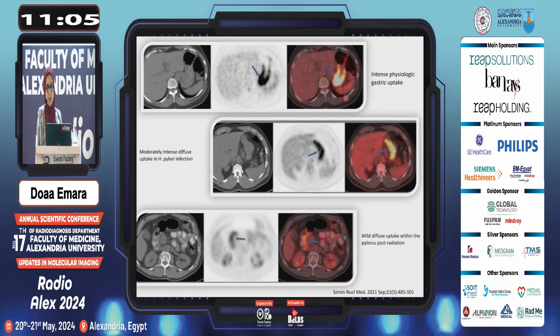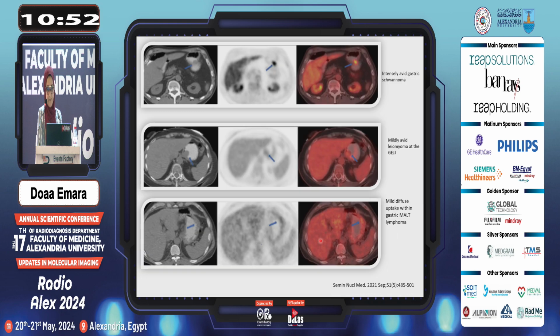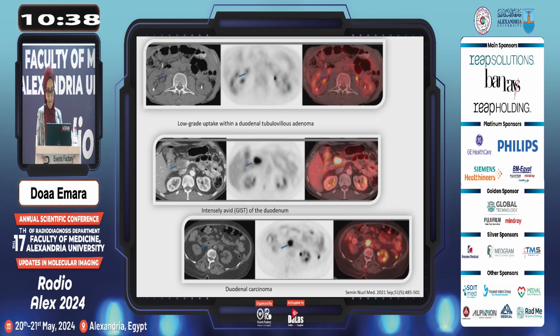These are gastric uptake in different patients. The first one is physiological uptake. The second one is gastritis, while the third one is radiation gastritis. Three different tumors: intense uptake in gastric schwannoma, mild uptake in gastroesophageal leiomyoma, and the last one is multilymphoma with mild uptake. Mild uptake in a case of duodenal tubulovillous adenoma, intense uptake in duodenal gastrointestinal stromal tumor, and carcinoma.